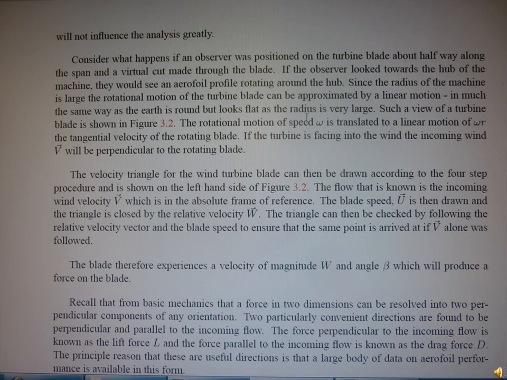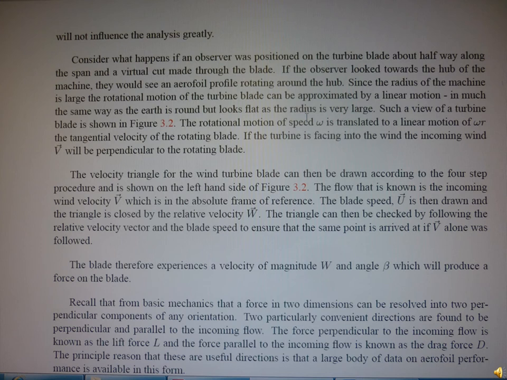The first vector is the incoming wind velocity V, which is in the absolute frame of reference. The blade speed U is then drawn and the triangle is closed by the relative velocity W. The result can then be checked by following the relative velocity W at angle beta to ensure that the same point is arrived at as if V alone was followed. The blade therefore experiences a velocity of magnitude W at an angle theta, which will produce a force on the blade.